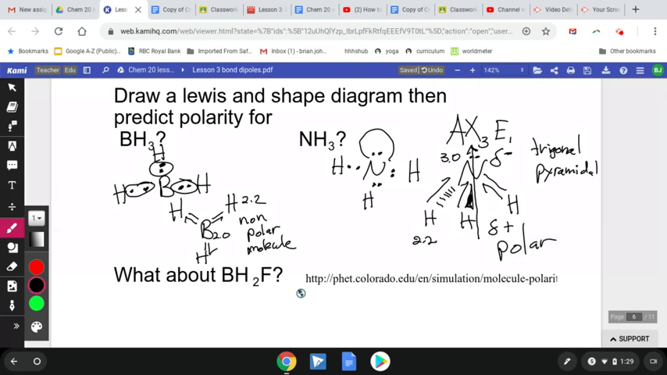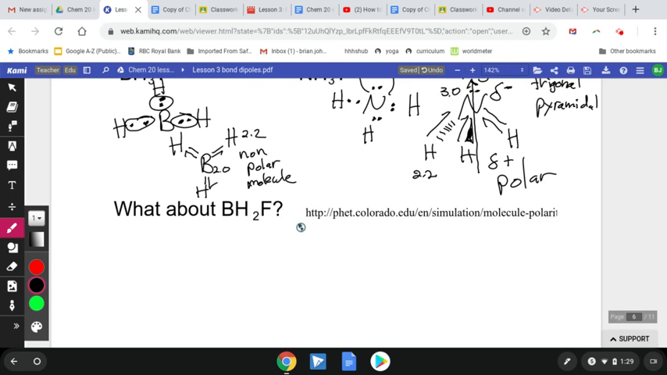Okay, what about BH2F? So we're back to boron, the unusual molecule, BH2F. So Lewis diagram, 3 bonding orbitals, 1, 2, and there's our third one with the F. Shape diagram, trigonal planar, BH2F. Doesn't matter which spot the F goes in, as long as it's one of the 3.